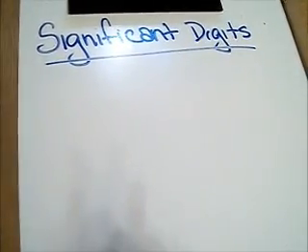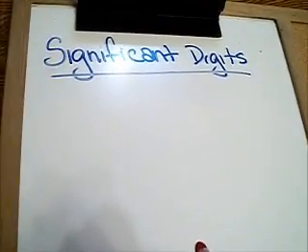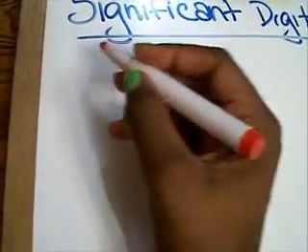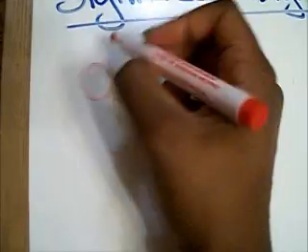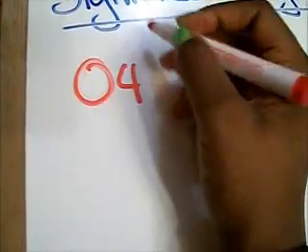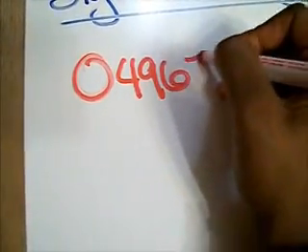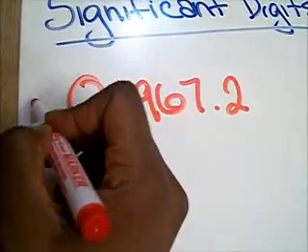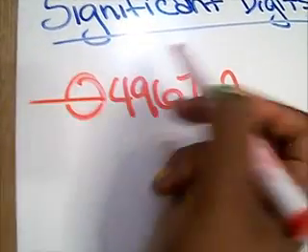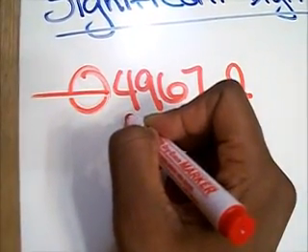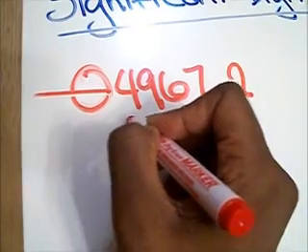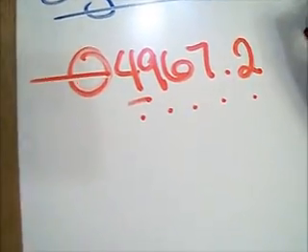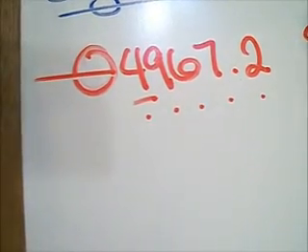When you have a number with a decimal in it, you cross off all the zeros coming from the left side until you reach the first digit. For example, say you have that's your number. You cross off all of these zeros and you start counting how many significant digits you have from this number. So you have 1, 2, 3, 4, 5. So this number has 5 significant digits.